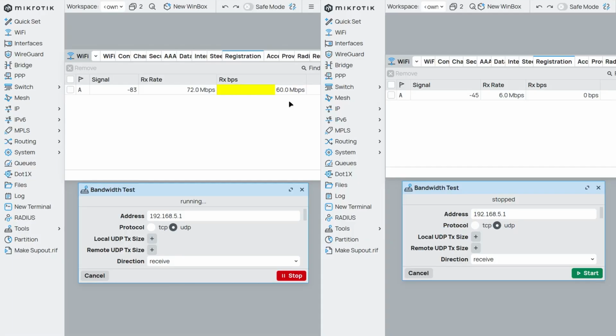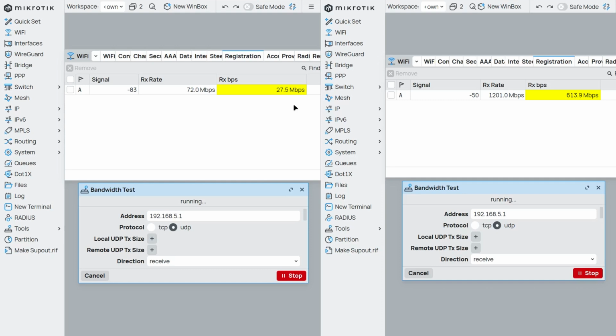With the HAP AX squared, our clients can achieve 60 and 1100 megabits per second, respectively. And when transmitting to both of them simultaneously, they each get roughly half of that. This is worse for the slower client, which is no longer getting nearly all of the AP's airtime, but much better for the faster client and the total throughput of the AP.